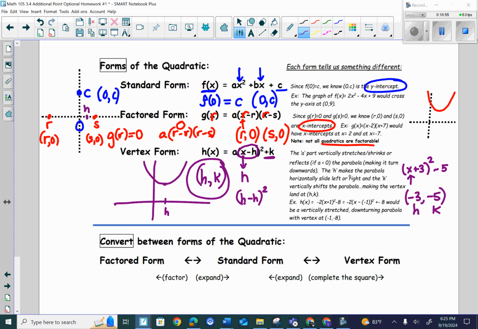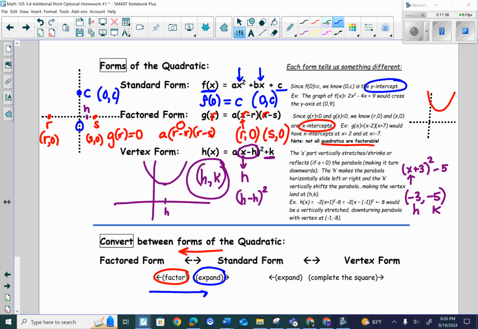Okay, so each one of these forms gives us some different information about the graph of the quadratic function, or the parabola. So it's nice to also be able to move between the forms, right? You've already moved from standard form to factored form by factoring. That's why we're practicing the whole thing about factoring. Going from standard to factored form, we factor. If we wanted to go from factored form to standard form, we'd simply expand. We multiply out those factors. So that's an easy process.